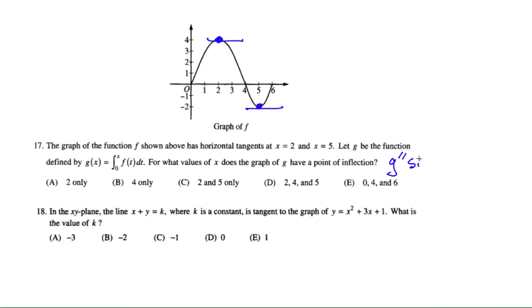G double prime sign change. Nice. So let's find g prime. In terms of f of t, what is it? Is it f, or f prime, or the integral of f? When I take the derivative, I plug this x in here and get rid of the integral. Derivative and integral cancel out. f of x, perfect. And f of x, as Rochelle said, was height.